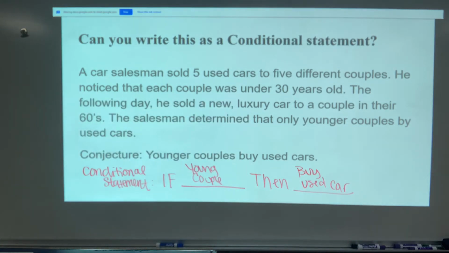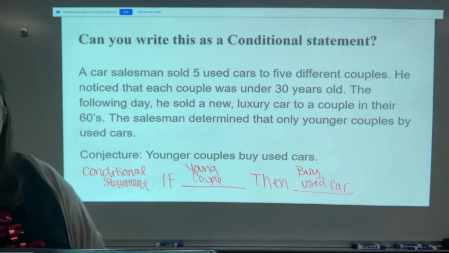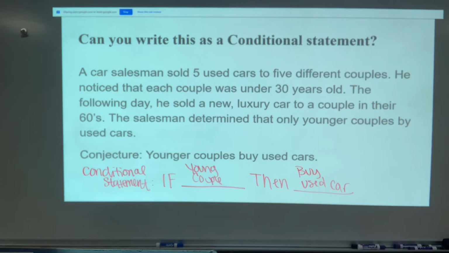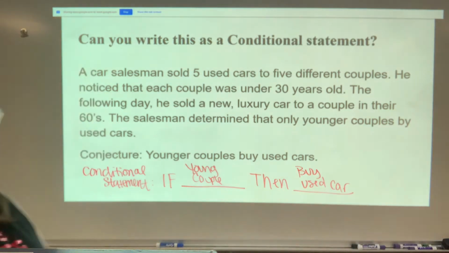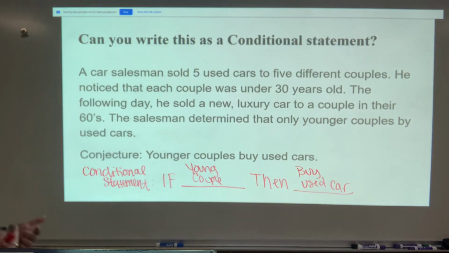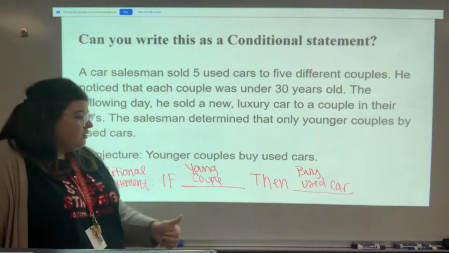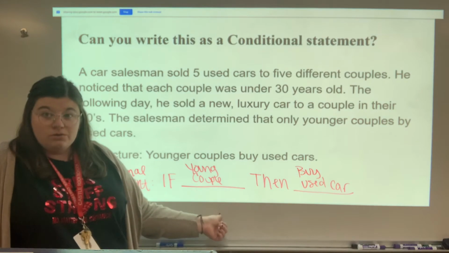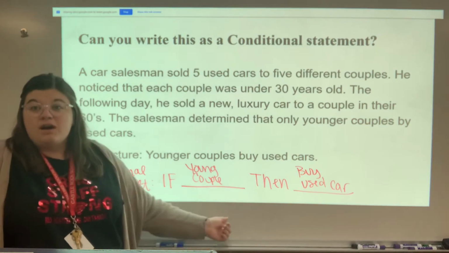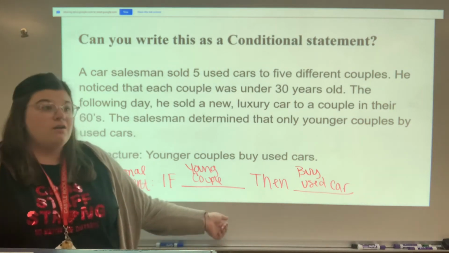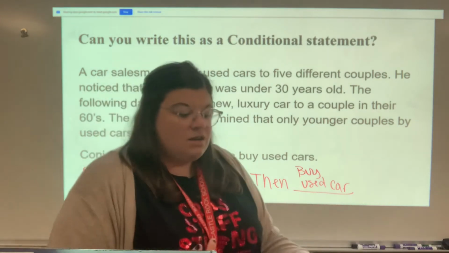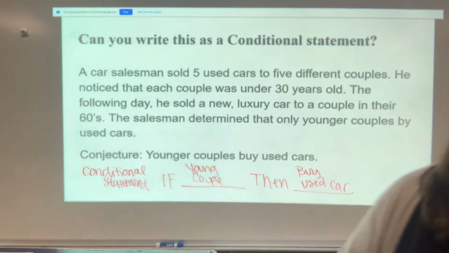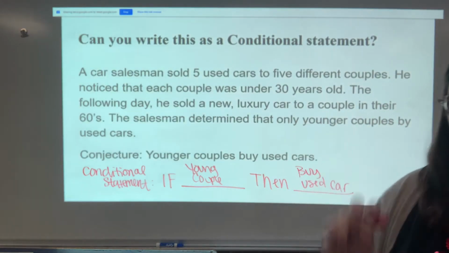Again, we have this hypothesis. A young couple walks into the car salesman place, and then they're probably going to buy a used car. I could also see it going the other way. We could say, if a couple buys a used car, then they're probably young, right? So I can see going both ways. So we're just identifying a P and a Q.